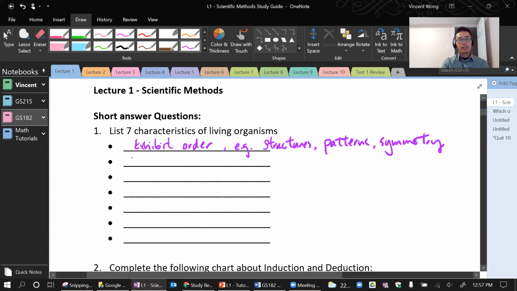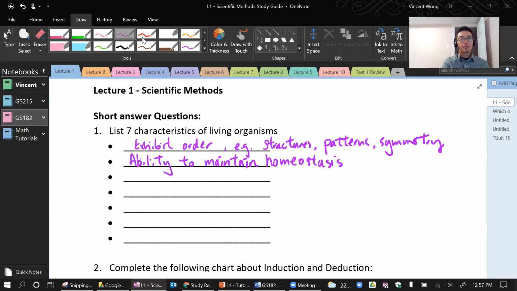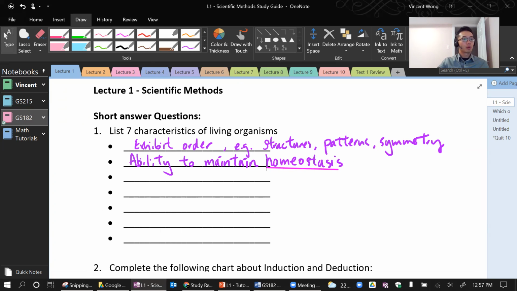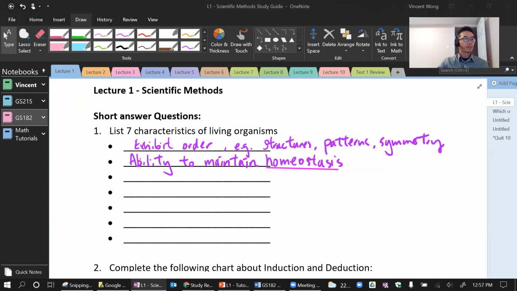The second one is the ability to maintain homeostasis. Let me know if I'm going too fast, okay? Can someone explain to me what is the meaning of homeostasis? You can unmute or type it in the chat box. I'm just going to give you guys a moment. What is homeostasis? So people say balance, internal balance. Yeah, so most people got it.